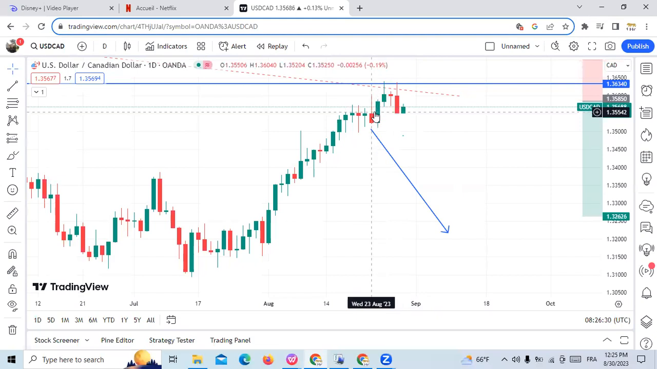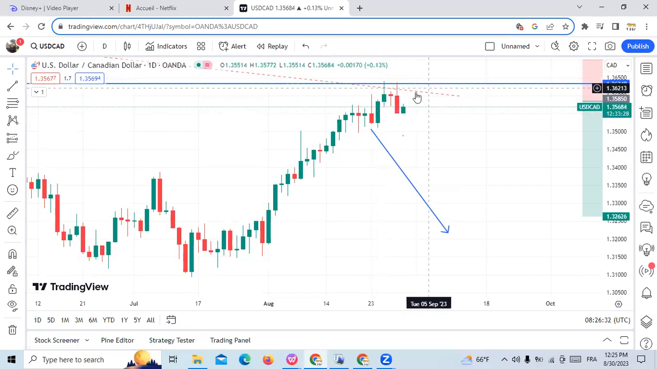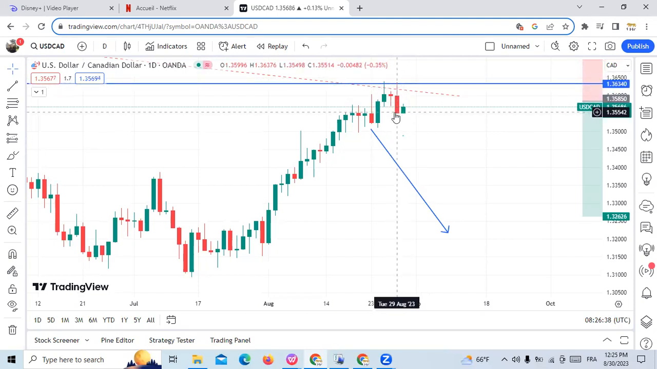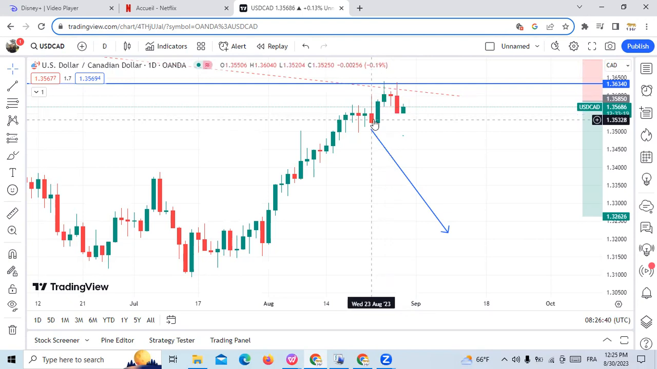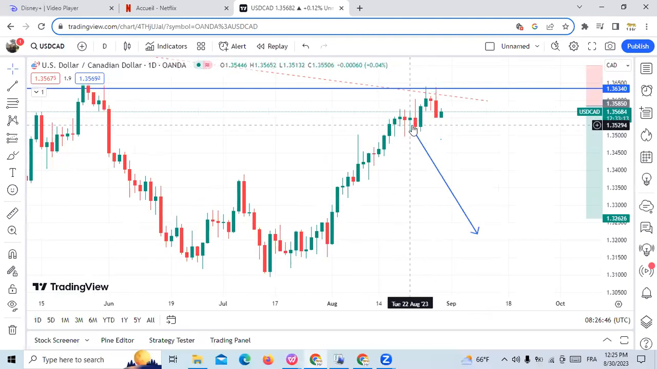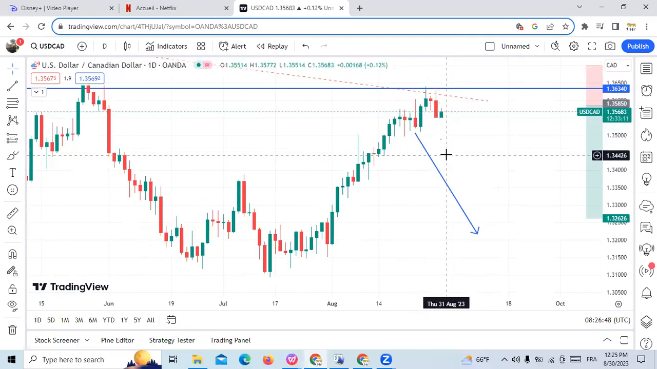Why? Because it's only on the top where you see a wick sticking out, but underneath, at the bottom of this candlestick, there is no wick. You see what I'm trying to say? So that means that the sentiment of this market is going to sell.